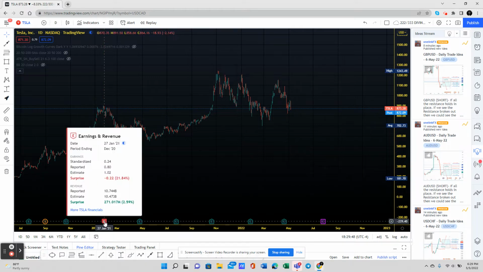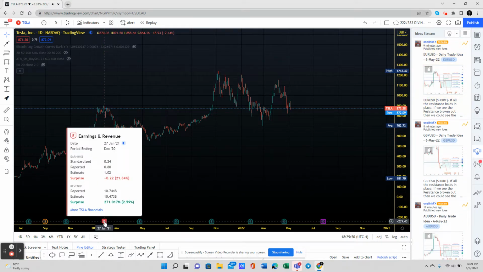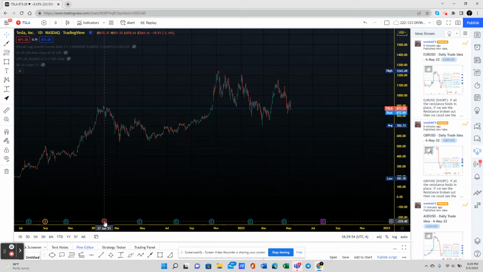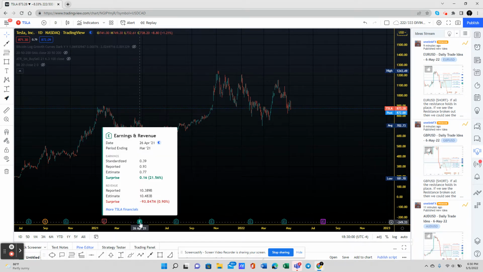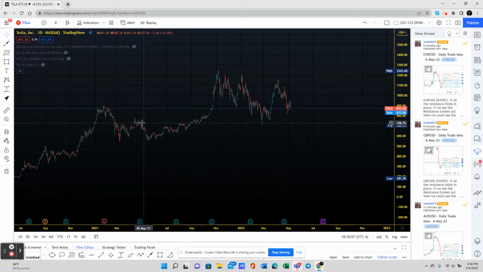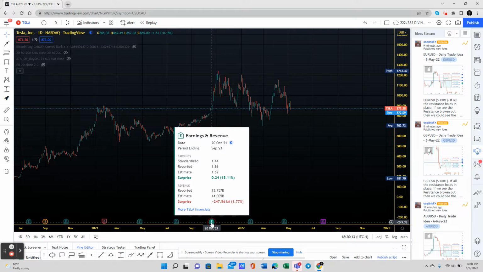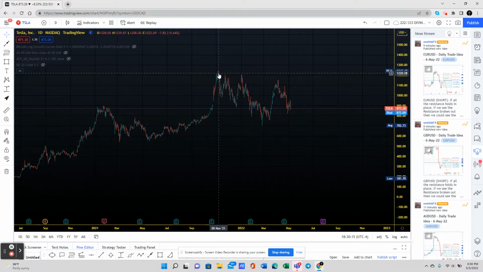Now here they still beat their earnings a little bit, but they still drop right here. They barely missed by 93 million, but the price still dropped. So earnings is not really a time when we want to buy, and if you're looking for a downside, right here we had earnings that dropped.